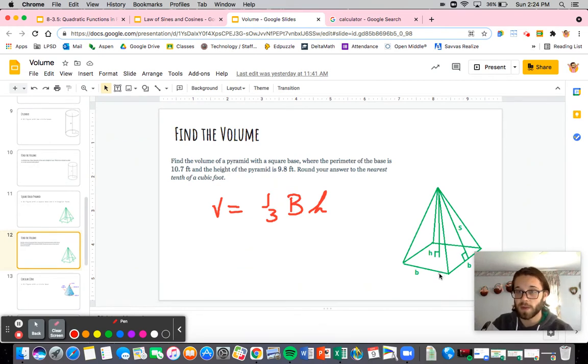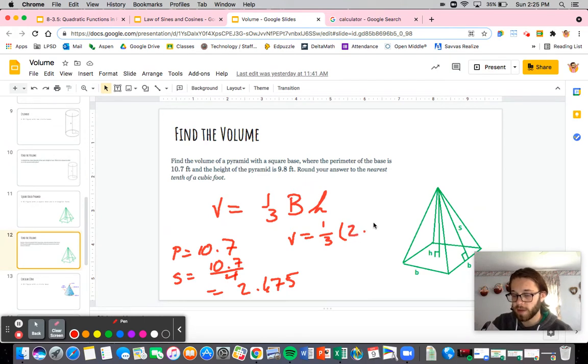If our base here is a square, we have to be careful because we need to then find the side length of the square. And in this case, it's giving us the perimeter of the base. So the perimeter of the base is 10.7. Now, we know the perimeter is all four sides added up, and we just want one side, so I should divide this by 4. So if I divide that by 4, 10.7 divided by 4, that's going to be 2.675. So my volume is 1/3.